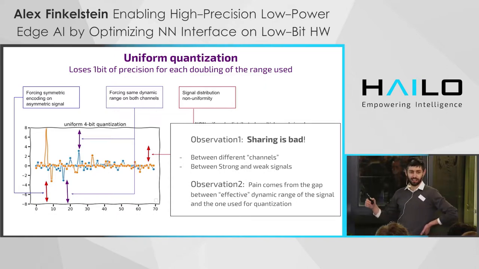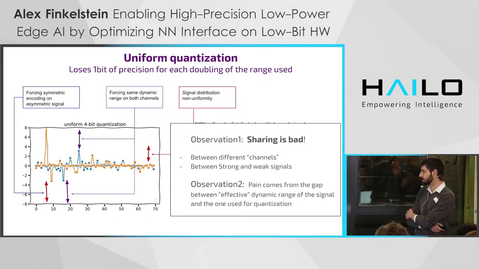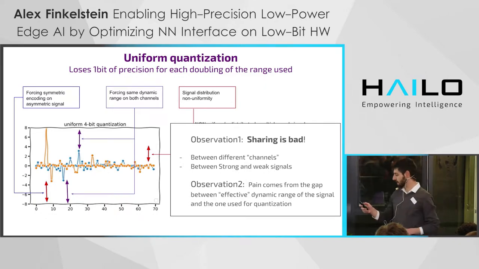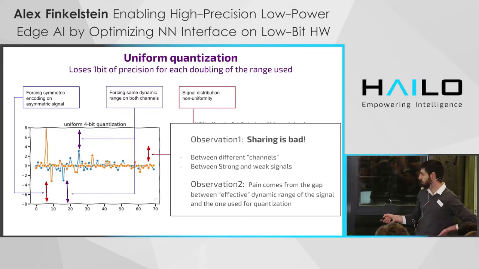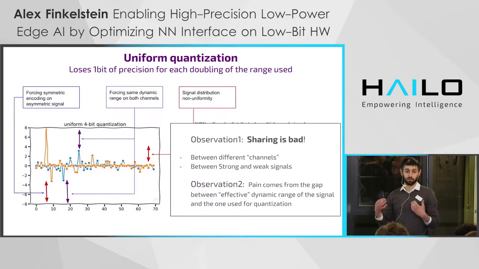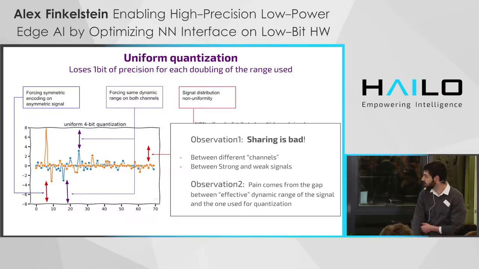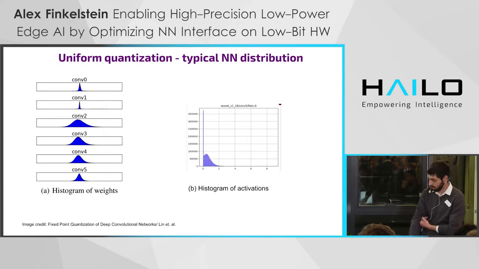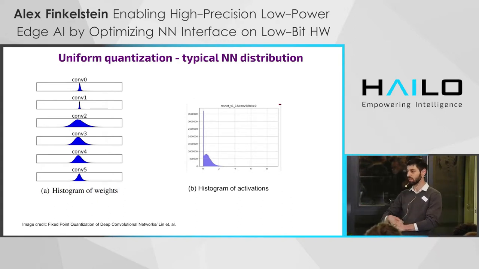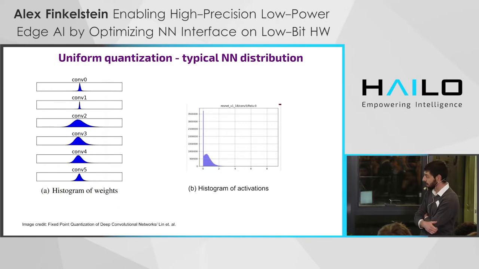All right, so when you share the dynamic range between different channels or between strong and weak signals, the precision suffers. And this gap is important, right? The pain comes from these gaps between the effective dynamic range of the signal and the one that we use for quantization, the one we use to compute the bins, dividing the range into 2-to-the-power-of-bits bins. And actually that happens a lot in neural networks. If you look at typical distributions of both activations and weights, you see a lot of non-uniformity. You see some bell-like curves, but also more complex features.